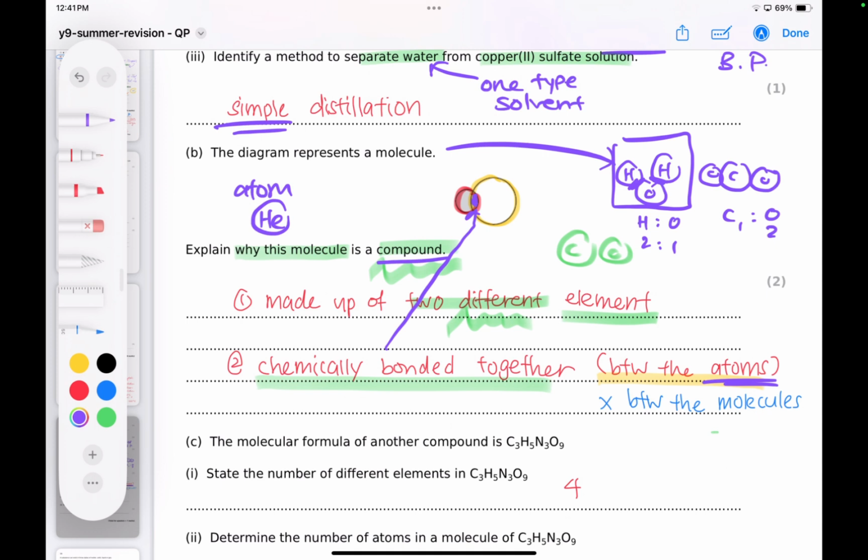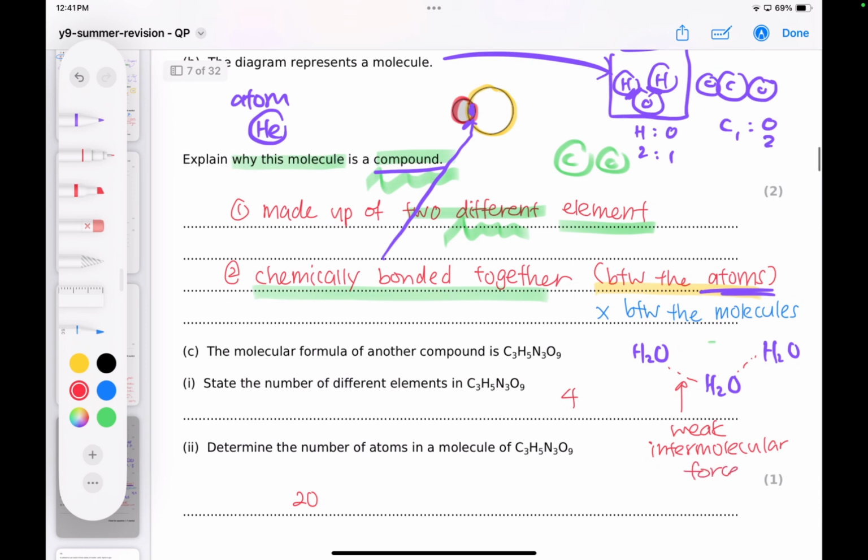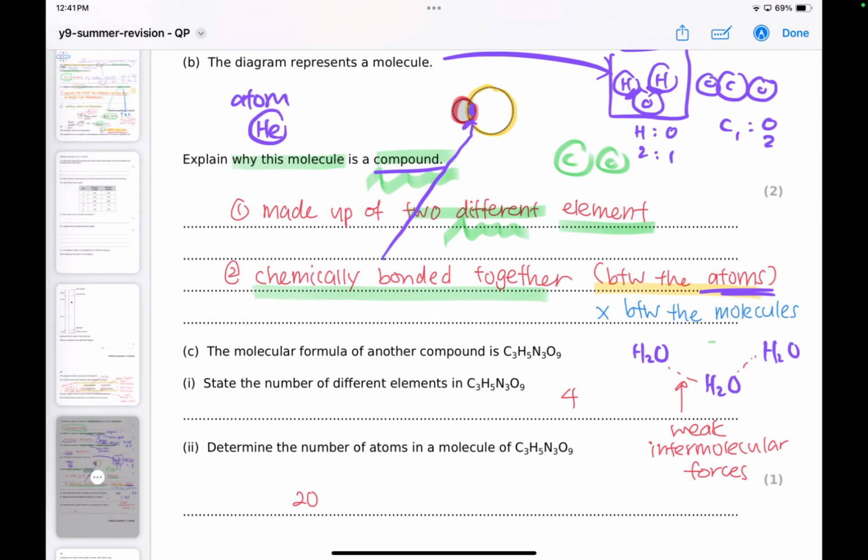So it is not the same as saying they are chemically bonded together between the molecules. Between the molecules, say for example, we just stick to water, what is essentially between the molecules is not chemical bonding, but just weak intermolecular forces. So take note of the difference. If you extend your answers and say they are chemically bonded together, and this chemical bond is happening between the molecules, you won't get marks for compound.